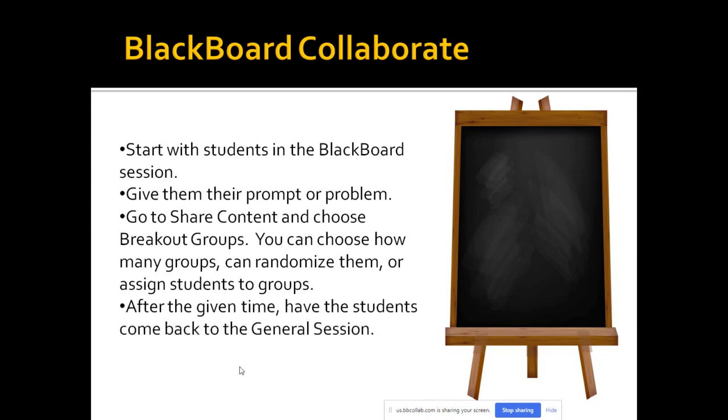After the time limit is up, have the students come back to the general session, maybe close out their session, force them back into the group, or have them all come back into the group. And then if you need to, do it again. Break it out for another prompt, another problem, or another series of problems. If you want to, while they're in the general session, go over them. What did you come up with?